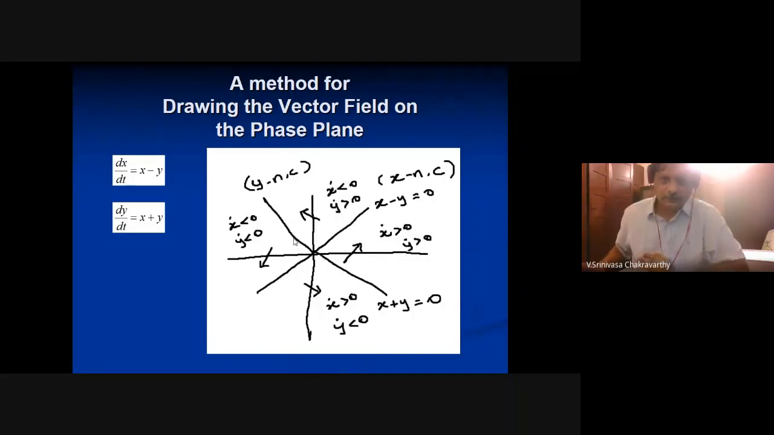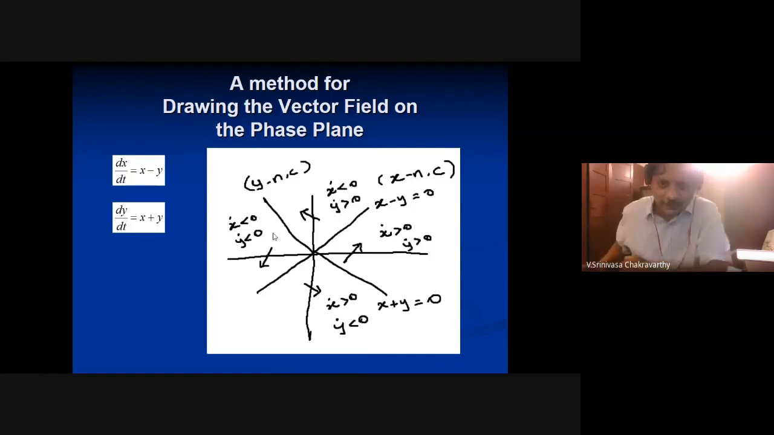Therefore, if you go below the y null line, y dot will become negative. So in this part y dot is negative. In this part y dot is negative. So you have divided the phase plane into four parts. In each part, now we know the sign of x dot and y dot. So in this part, x dot is negative, y dot is positive. In this part, x dot is positive, y dot is positive. In this part, x dot is positive, y dot is negative. In this part, x dot is negative, y dot is negative. So you have four combinations, different things happening in different parts.